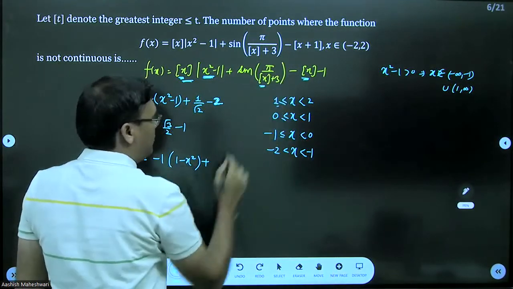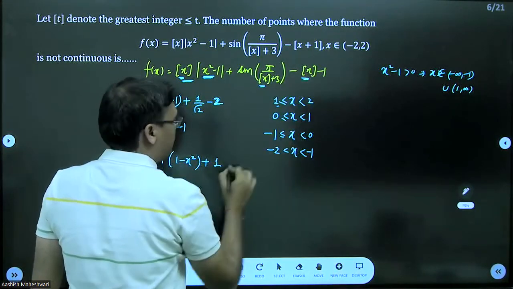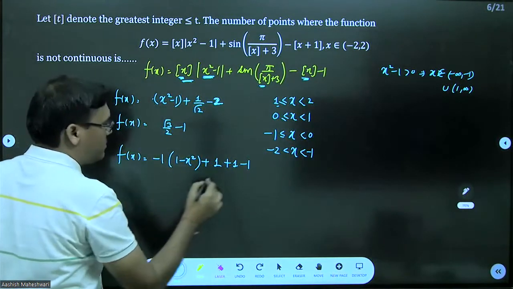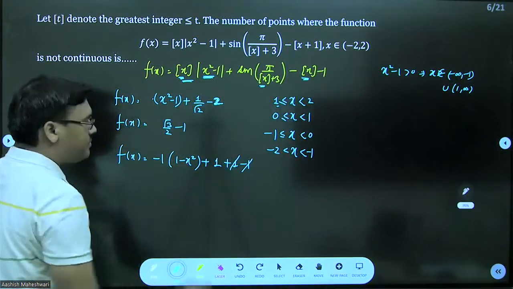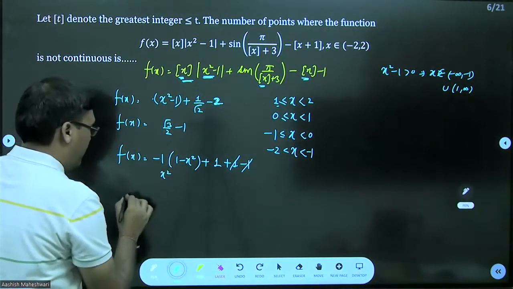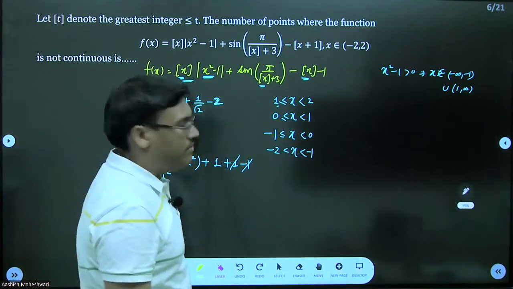So this becomes sin pi by 2. Sin pi by 2 is 1. What is this? This is minus 1. So minus minus becomes plus, plus minus 1. So you can see what this expression is: this cancels, and from here this will also cancel. This will become x square. Okay?